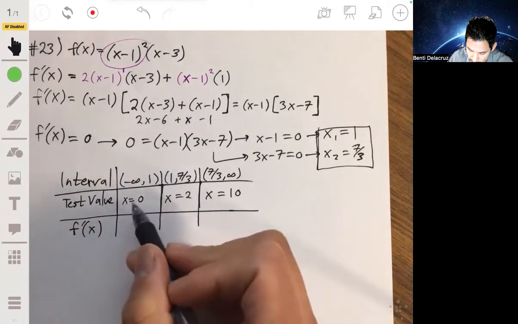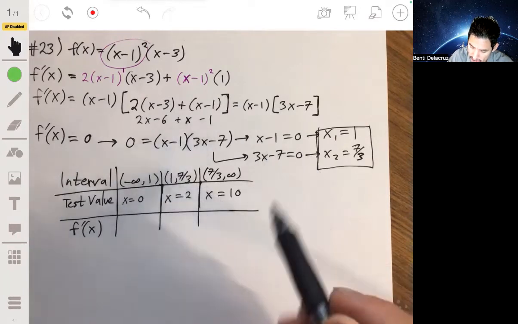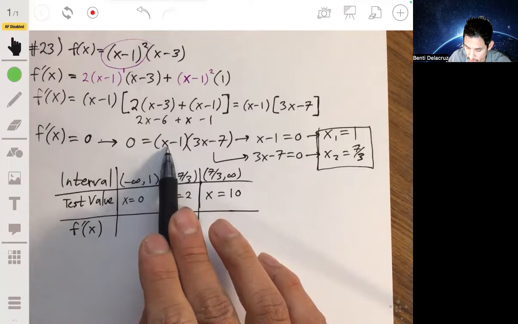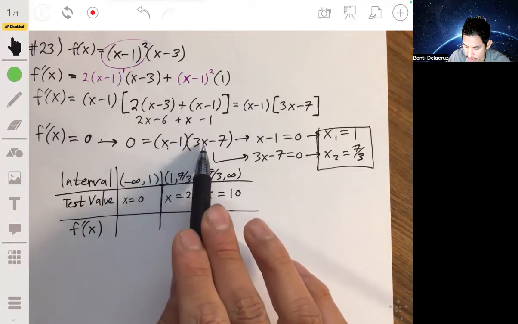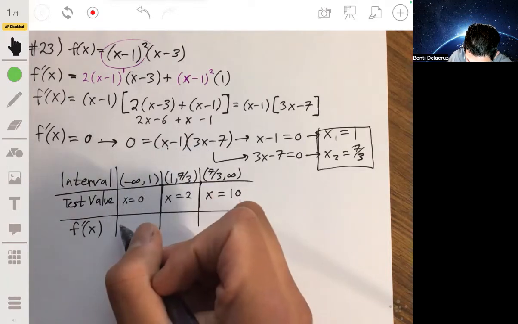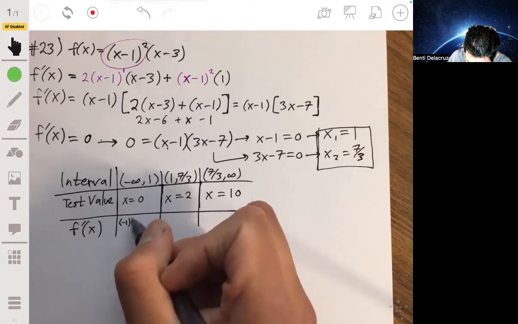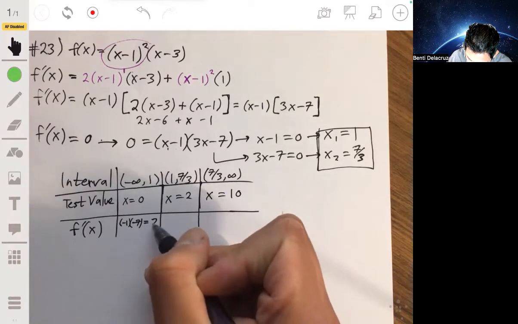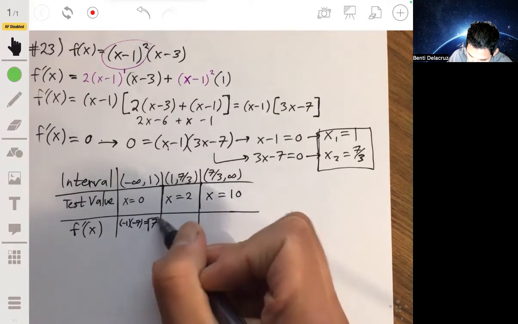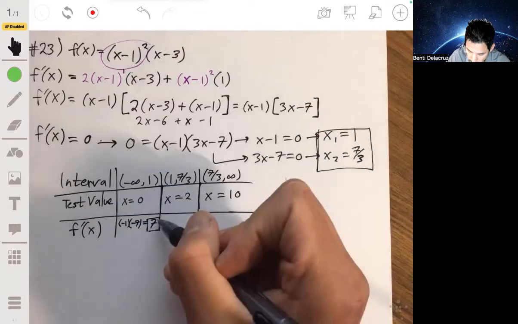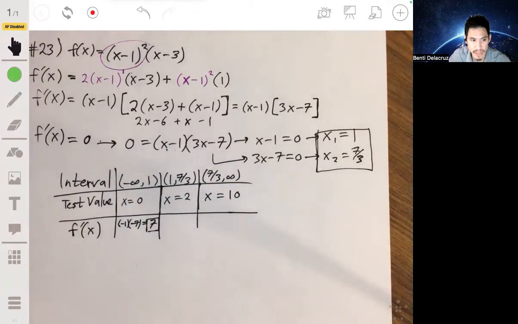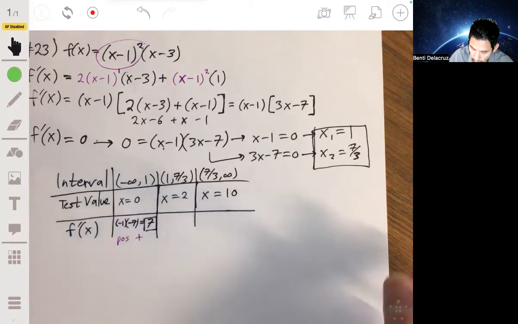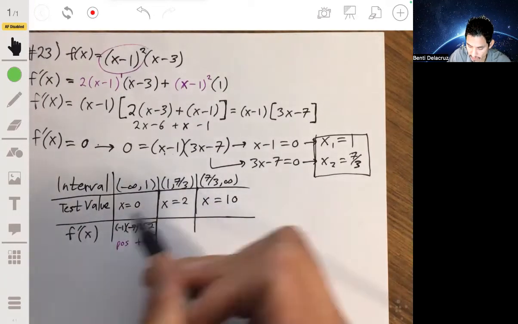So f prime of 0, we just plug 0 into here. We're going to get (0 minus 1) times (0 minus 7). So 0 minus 1 gives negative 1, times the 0 minus 7, which is negative 7. So we get a 7, and that 7 is a positive number. Write positive below.